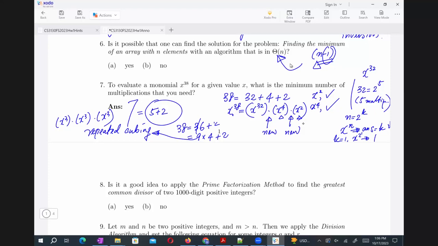But when you calculate x cubed, you need to calculate x squared first, then x squared times x. This square you need to store it because we need to use the square here.